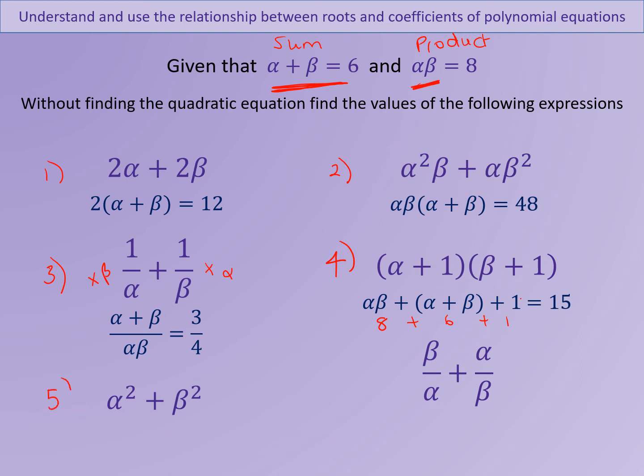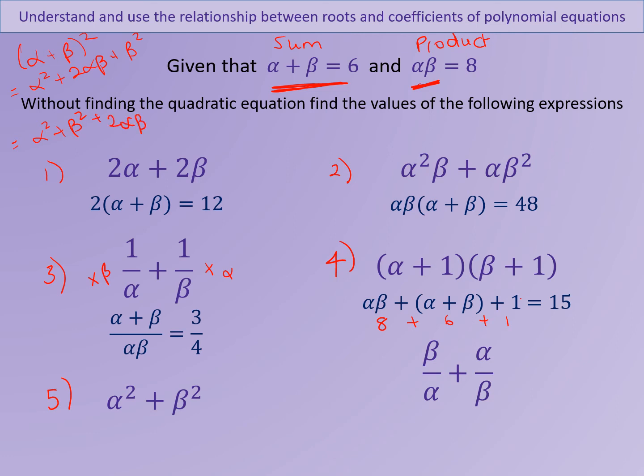Question 5. This is a little bit trickier, and this rule you do need to remember. Now this comes from the fact that if we take alpha plus beta all squared and we multiply this out, this gives us alpha squared plus 2 alpha beta plus beta squared, which is then equal to alpha squared plus beta squared plus 2 alpha beta.